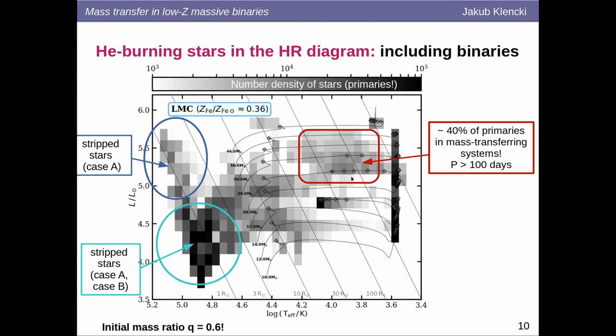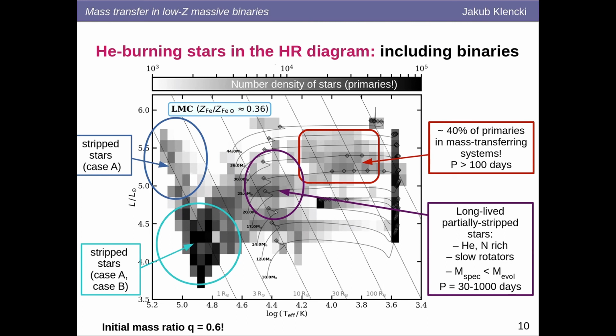And then there is this parameter space here, which is populated by core helium burning stars that you don't normally get from single stars. And those are predominantly the partially stripped donors in detached binaries. So they are enriched in helium, nitrogen, many of which would probably be slow rotators, and very interesting stars. But of course, there's a question of what the companions to these stars are.